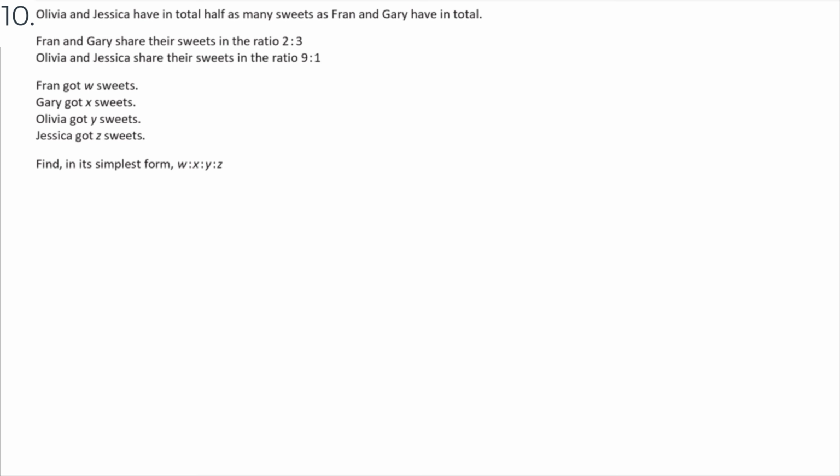Olivia and Jessica have in total half as many sweets as Fran and Gary have in total. So Olivia and Jessica have half as many as Fran and Gary. So what do we know? We know that Fran got W sweets and Gary got X sweets. So if I add W and X together, that is Fran and Gary's total, isn't it?